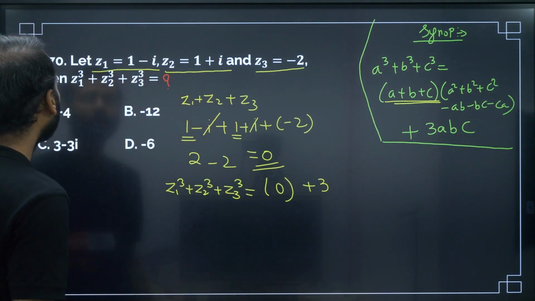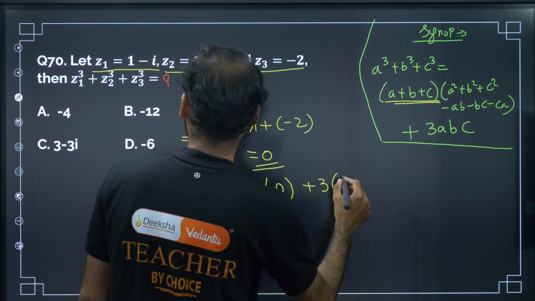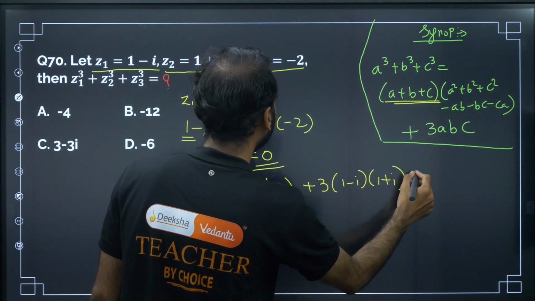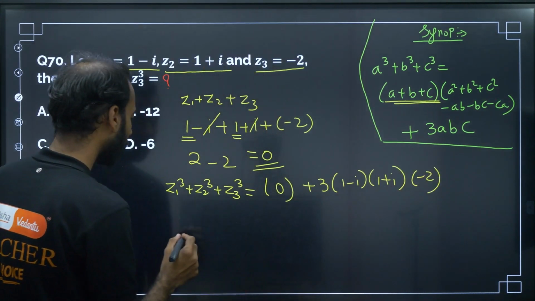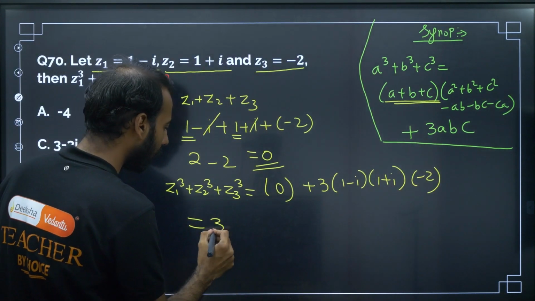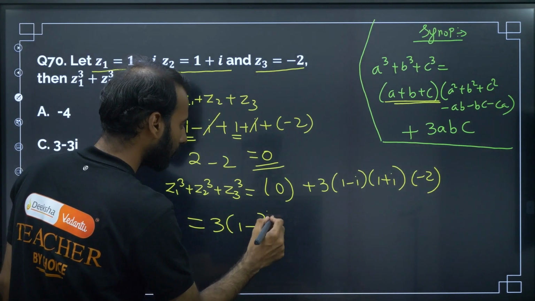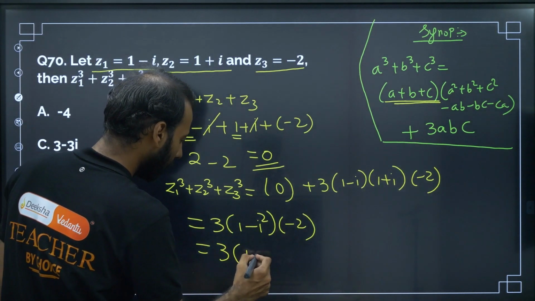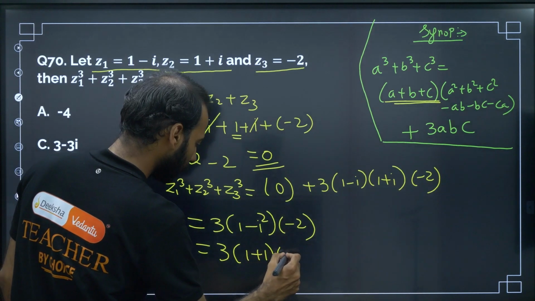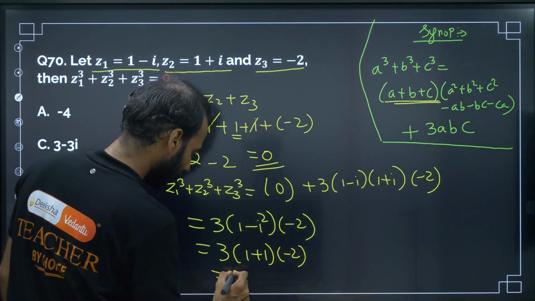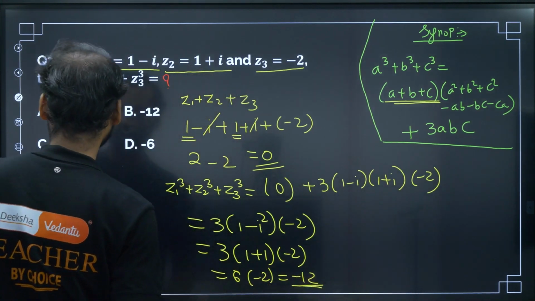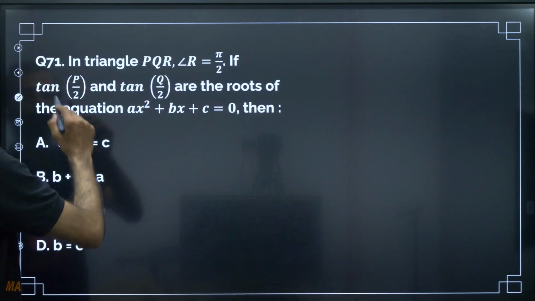Then 3 ABC, ABC means (1 minus i), (1 plus i), and then minus 2. So the required value is 3 times (1 minus i square) times minus 2. Next, 3 times (1 plus 1), 6 minus 2. Next, moving on to next question.